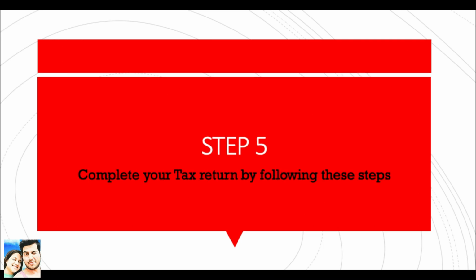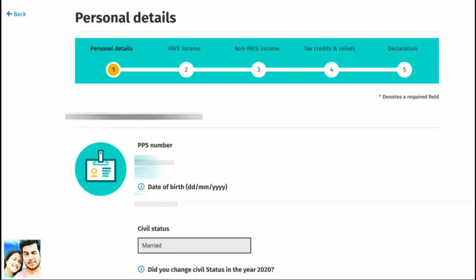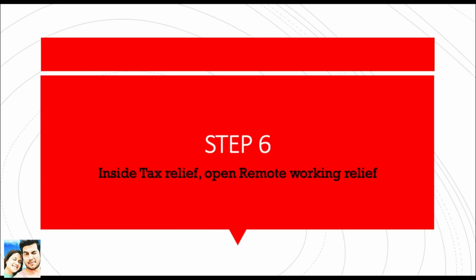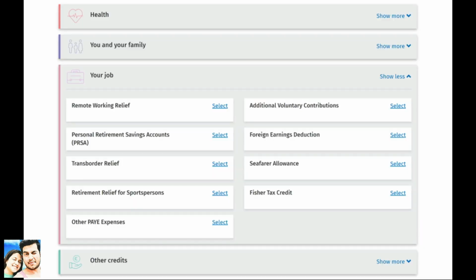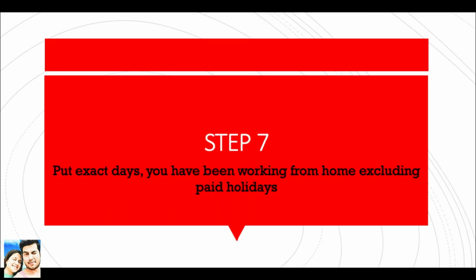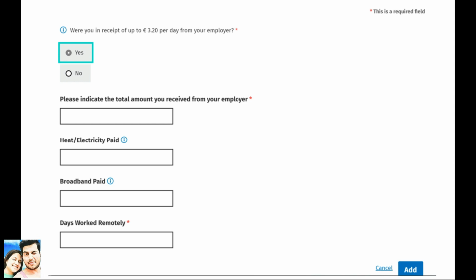Next step is to complete your tax return by filling a 5-step form. So provide all your information as in personal details, PAYE income, non-PAYE income, tax relief, and the final declaration. Now, when you actually open tax relief, there will be an option for remote working. So inside tax relief, click on your job and then there will be the option remote working. Before starting to fill the form, you need to calculate the exact days you have been working from home, excluding paid holidays. And that's the form which you need to fill.